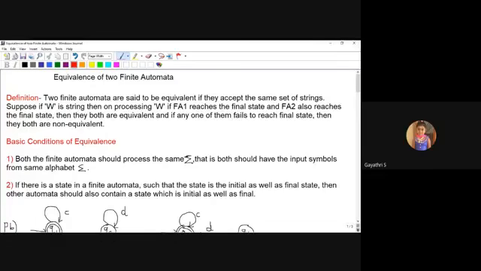Before proceeding to the problem, you first have to check whether the two conditions are satisfied or not. The first condition: both finite automata should process the same sigma, that is, the alphabet. If the input of one automata is a comma b, the input of the other automata should also be a comma b, or 0 comma 1 for both. Both should have input symbols from the same alphabet. This is the first basic condition. If it is not satisfied, then obviously the given automata are not equivalent.